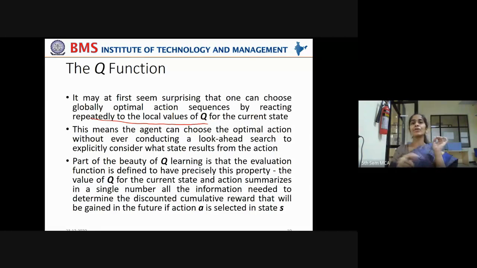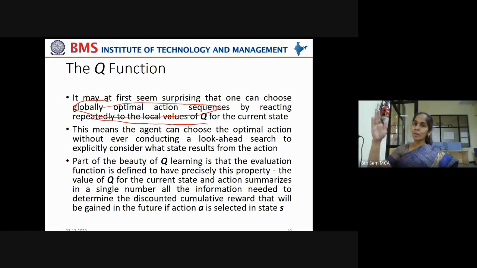For every step, the Q value is calculated. From every step's Q value, the global optimal action sequence can be calculated. Where the Q value is less, that step has to be omitted. Where the Q value is more, that step has to be considered in the action sequence. That is how globally optimal action sequences can be framed. Now, this means the agent can choose the optimal action without ever conducting a look-ahead search to explicitly consider what state results from the action. So, look-ahead search is not required actually.